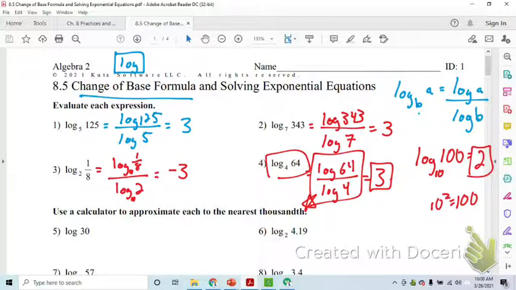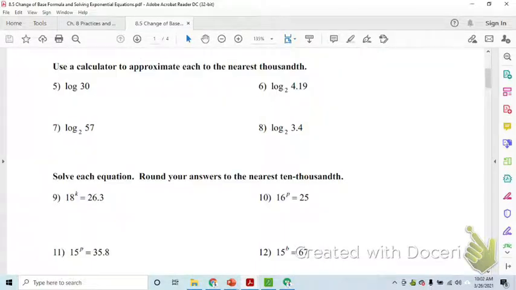You need that review. Now, for these next 4, you're going to be using your calculator. You have to use your calculator, because even in the directions, it says use your calculator to approximate each to the nearest thousandths. Now, thousandths is tenths, hundredths, thousandths. So 3 decimal places is what it's saying here. Now, this one, since it is log base 10, you can just plug that one straight into your calculator. Hit log 30, enter, and you should get approximately 1.477. That should be what every calculator gets out of it, when you round correctly.